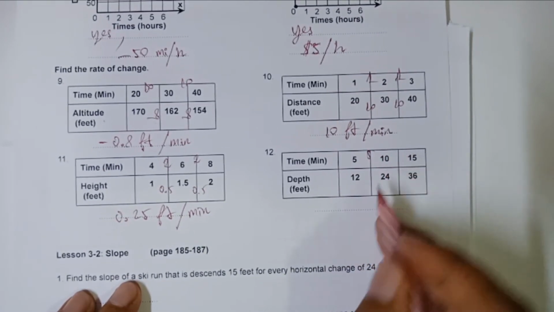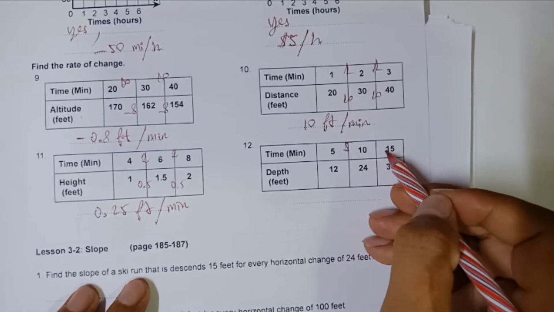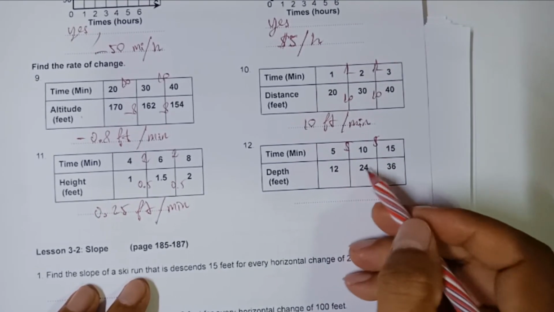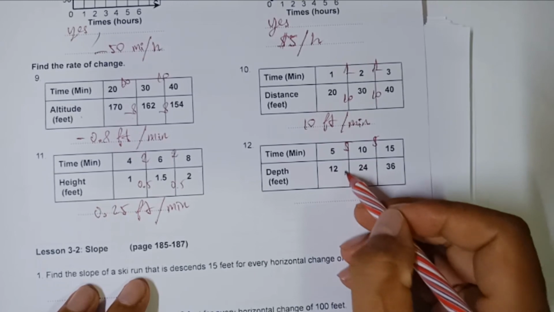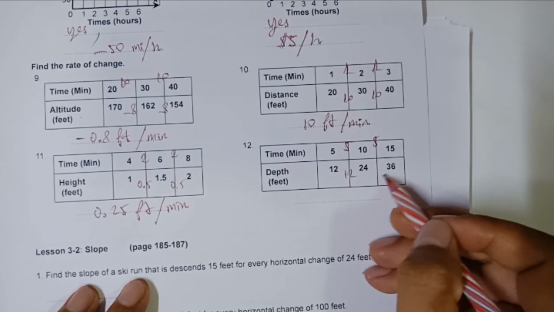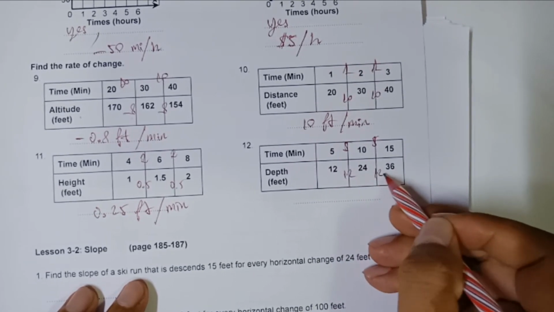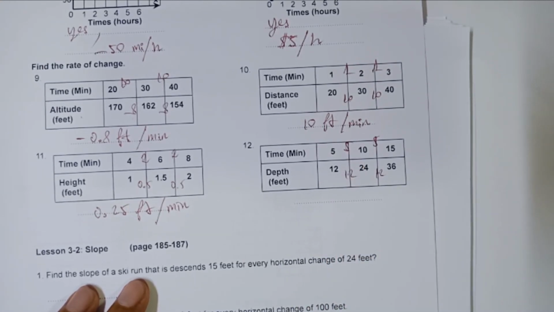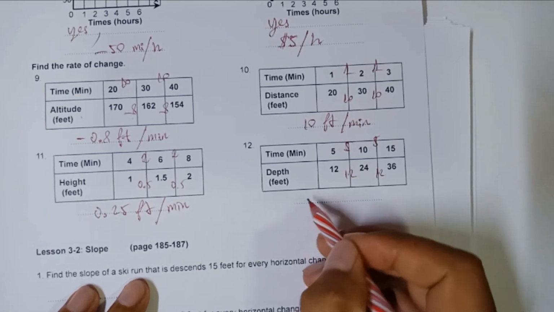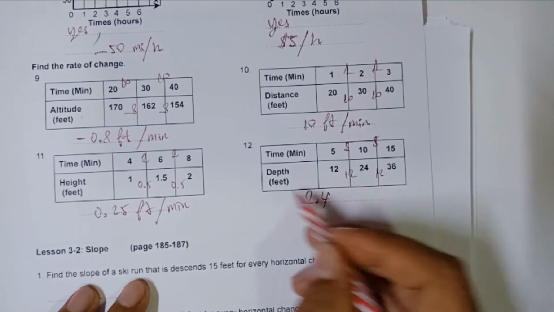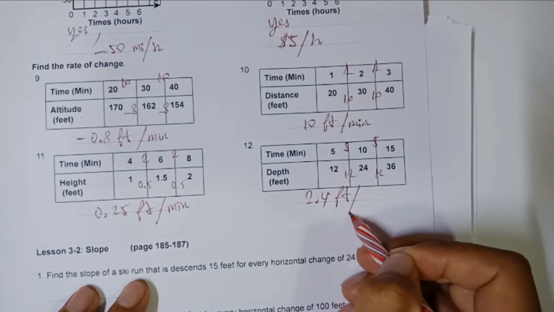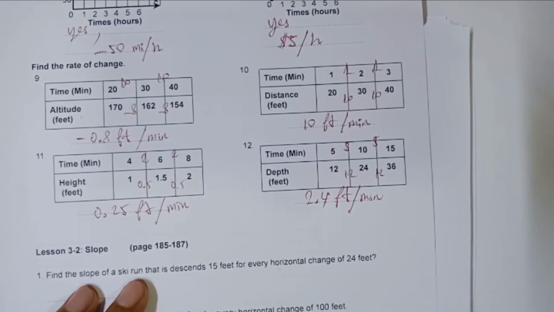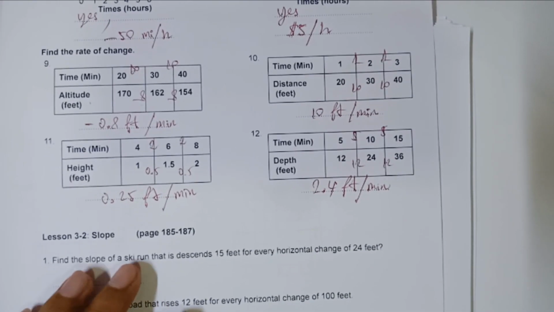5 to 10 you got 5. 10 to 15 you get 5 as well. 12 to 24 you get 12. 24 to 36 you get 12 as well. After that you divide 12 with 5. So 12 divides 5 is going to give you 2.4 feet per minute. That is all for our lesson 3-1. See you next time.